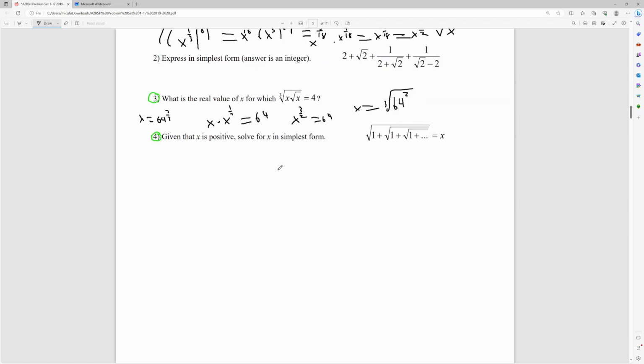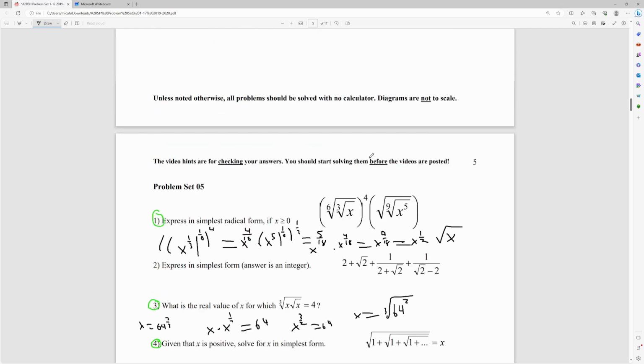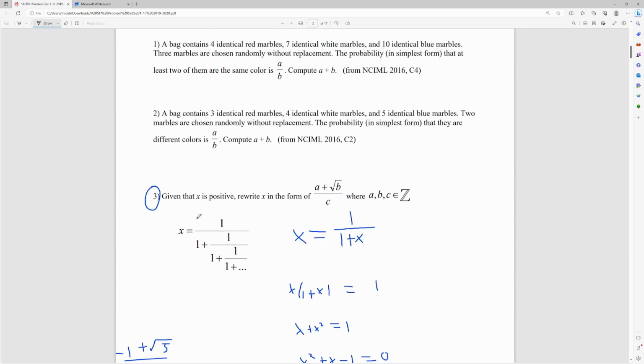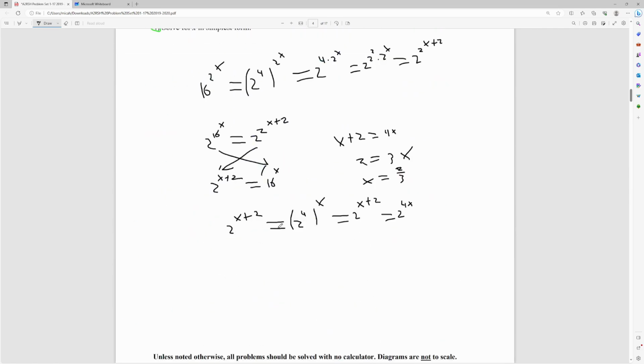Given that x is positive, solve for x in simplest form. This is very similar to the other two problems we did with the power tower and this one right here, where we had 1 over 1 plus 1 over 1 plus etc.